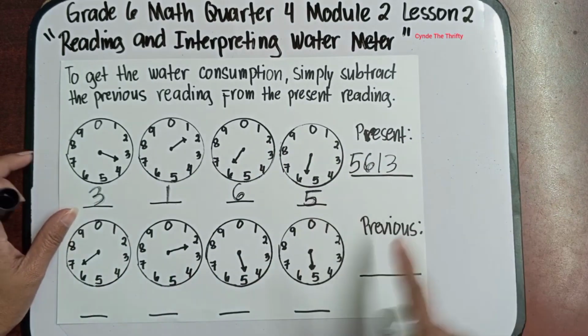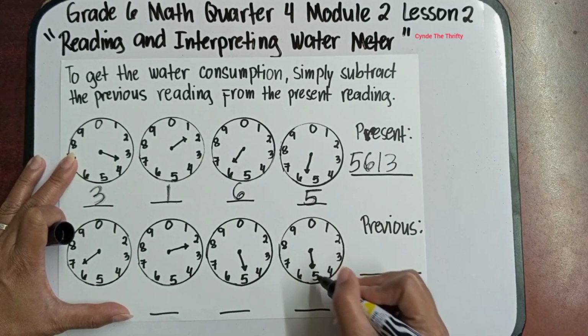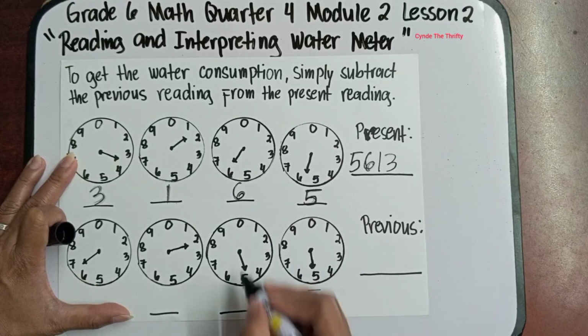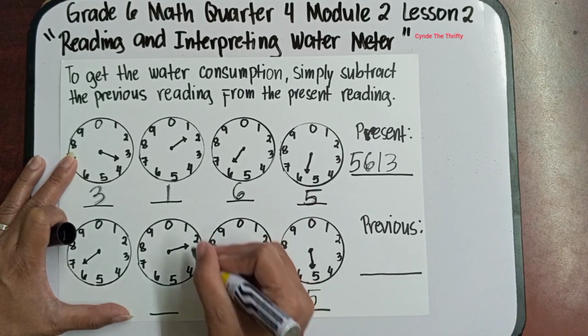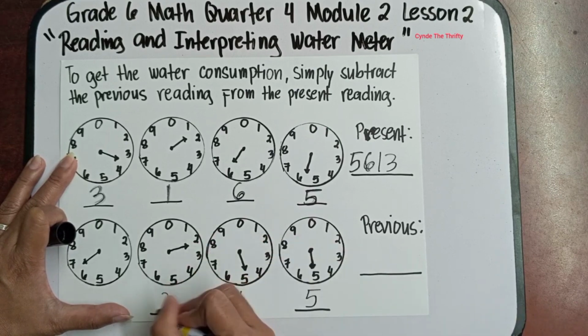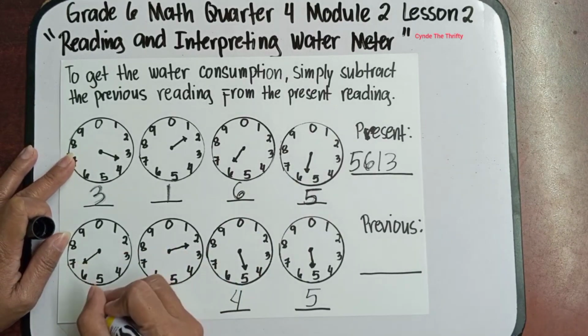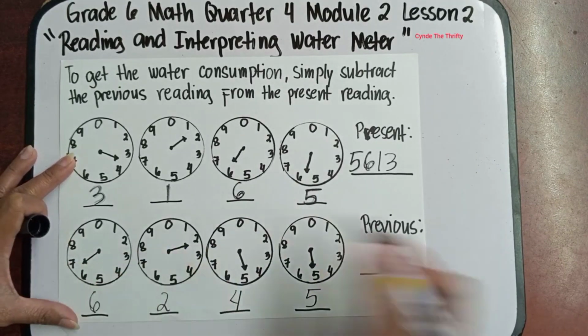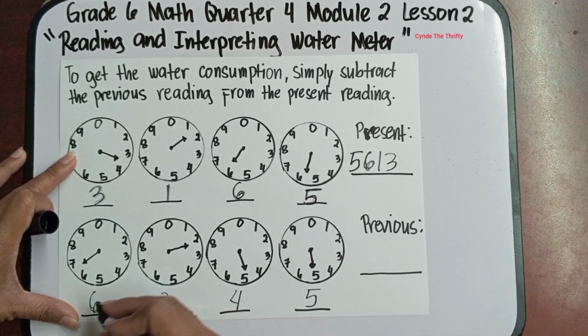Ngayon, pupunta naman tayo sa previous. Magsisimula ulit tayo sa right. So, ang first dial is nasa 5. Ang second is between 4 and 5, pero hindi pa siya umabot sa 5, so 4 ang isusulat. Ang third is 2 and 3, so si 2 ang isusulat. Ang fourth is between 6 and 7, so 6 ang isusulat. Ngayon is isulat na natin ang ating previous reading. So meron tayong 5, 4, 2, 6.